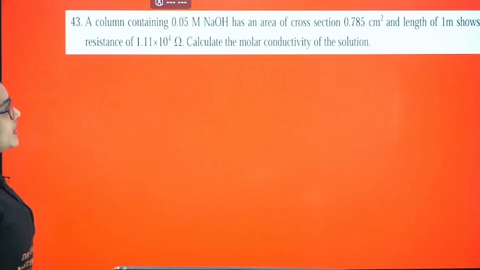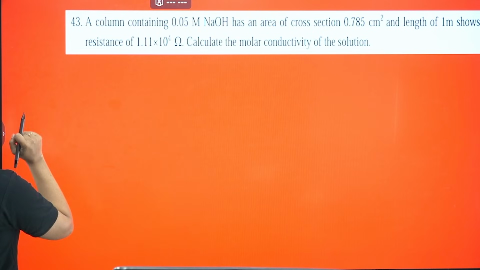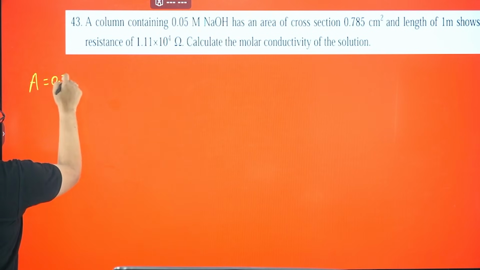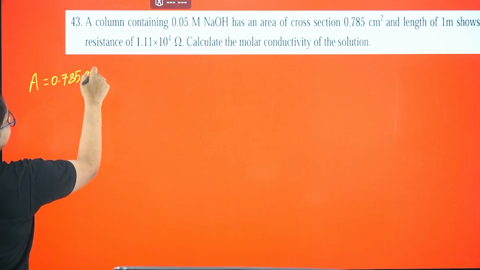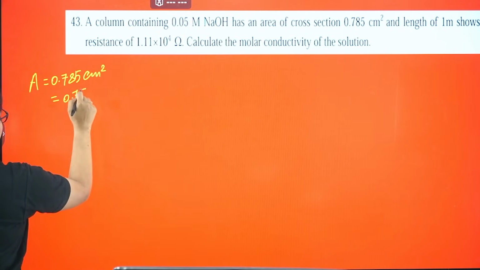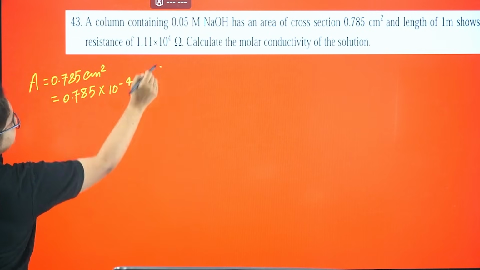The length of 1 meter shows a resistance of 1.11 into 10 power 4 ohm. Calculate the molar conductivity of the solution. Okay, let's do it. So here, concentration is given, right? A is given as 0.785 centimeter square. I will convert it into meter square. So 0.785 into 10 power minus 4 meter square.